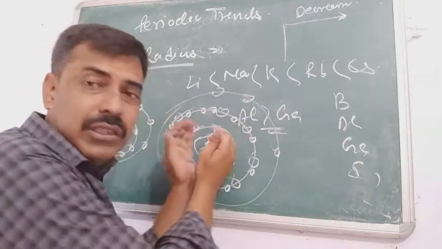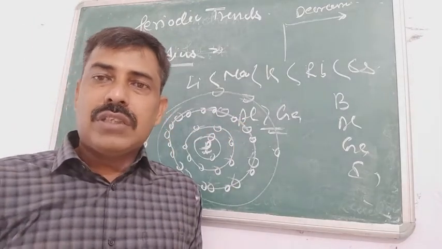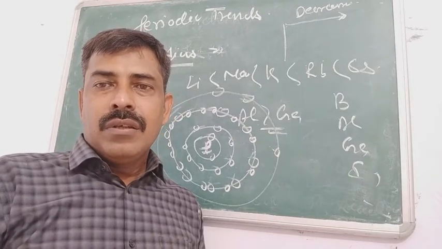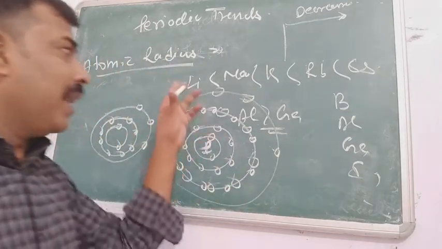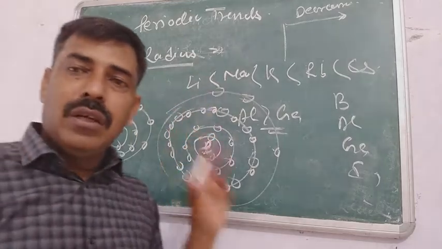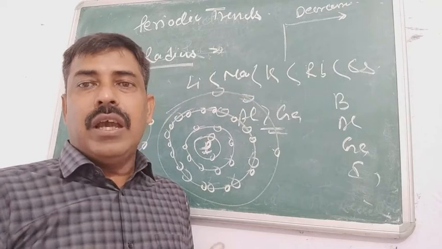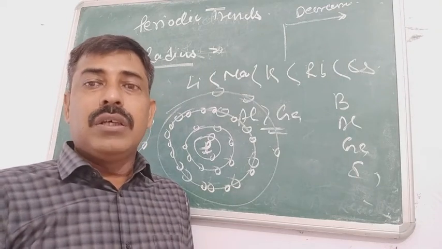And with the decrease in the size of the inner shell, the size of the valence shell also decreases. This is the reason why the size of gallium becomes smaller than the size of aluminium, due to the greater effective nuclear charge and weak shielding effect in the case of the 3d subshell.